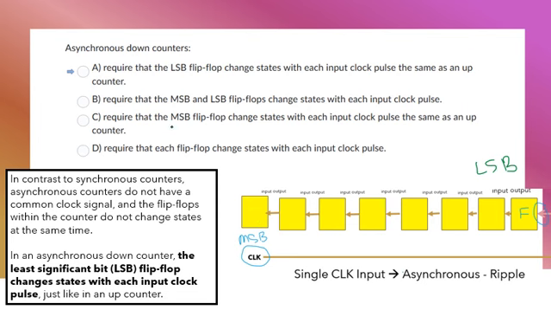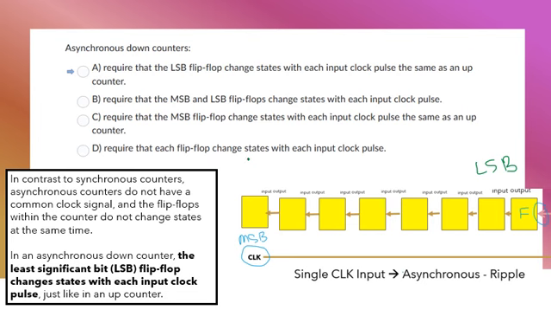C requires that the MSB flip-flop, which is this one, change state with each input clock pulse, the same as an up counter. That's not right. Why? Again, your asynchronous counter gets the clock pulse, and the LSB is going to get the clock pulse first. So therefore, when we mention the MSB, that's wrong.